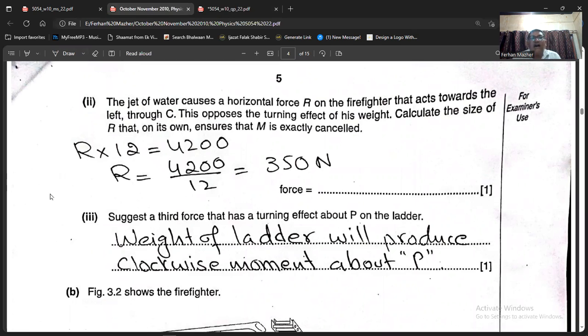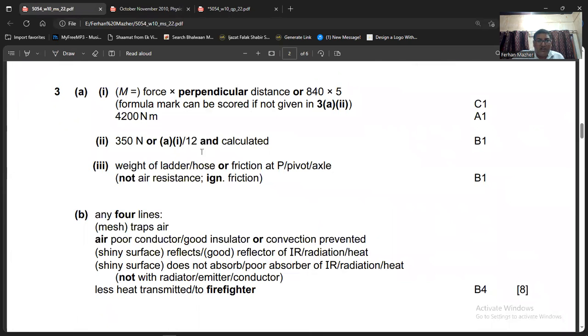So the moment produced by that force R, which is due to the jet of water on the firefighter, that will be R multiplied by 12. R is that force and 12 is the moment arm, and that is the perpendicular distance between the line of action of that force and the pivot, that is 12 meter. So R multiplied by 12 is equal to 4200 Newton meter. 4200 is the moment produced by the weight of the firefighter. So R will be 4200 divided by 12, and that will be 350 Newton. So the force produced by the jet of water is 350 Newton, and our answer is right.